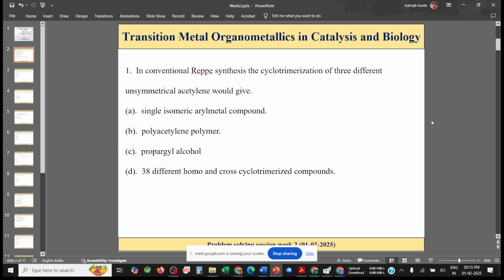This question, which I was discussing at the start, is a problem of the cyclooligomerization reaction, that is the Reppe synthesis, with the homocoupled product observed. Multiple homocoupled and cross coupled products are observed, which was not possible to overcome by this conventional or metallative Reppe method, which was overcome later on in 2001.